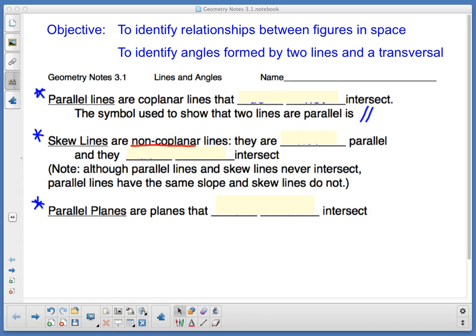Hey, do you guys know what AKA is? You've never seen one of those Most Wanted commercials, AKA? They're always telling you what the person's name is and also known as, okay? So AKA is also known as, but same side interior angles are also known as consecutive interior angles, okay?